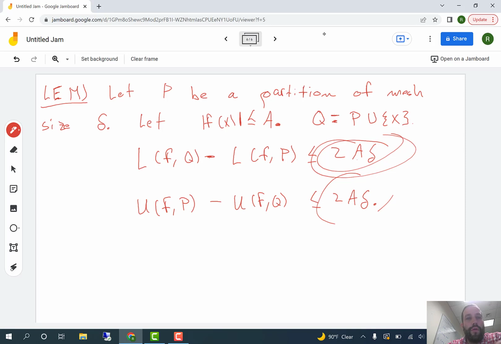But again, what this lemma is saying is that I can control the extent to which L(f,Q) differs from L(f,P). That's what statements like this say. I know L(f,Q) is going to be bigger than L(f,P). This gives me a control on how big that difference is going to be.